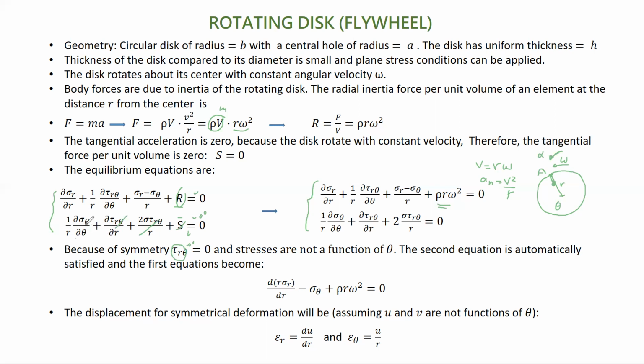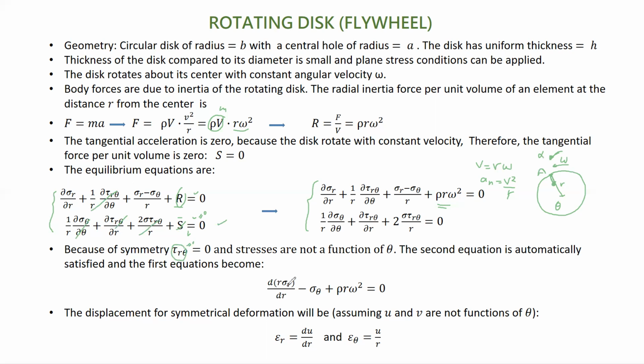And this term doesn't exist because nothing is a function of theta, so the derivative with respect to theta is equal to 0. The second equation is automatically satisfied. That is 0. So I end up with this simple equation.